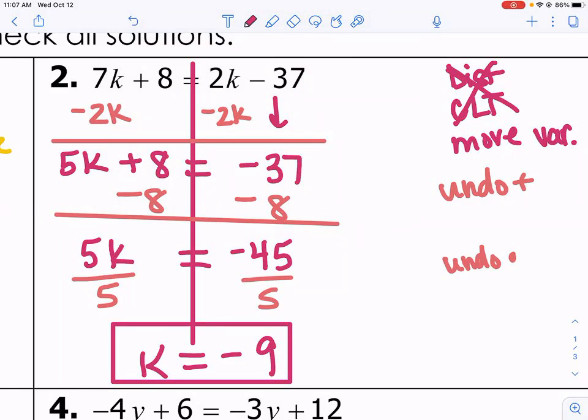Okay, your turn. You show me that you can do this, at least without me. You and your elbow partner, I want you to work through number 3 and then stop.